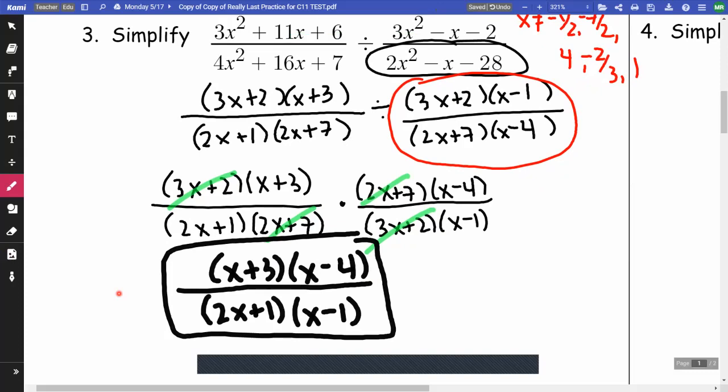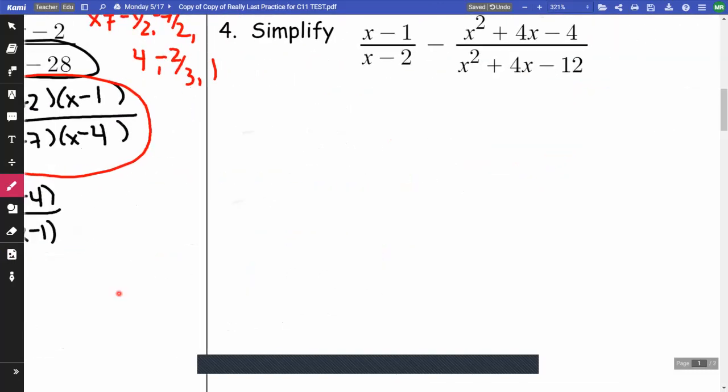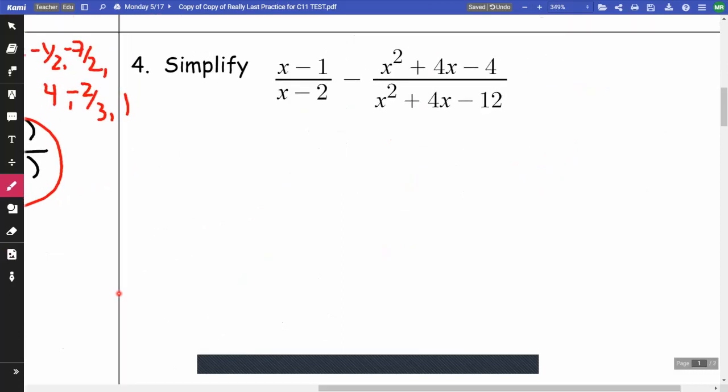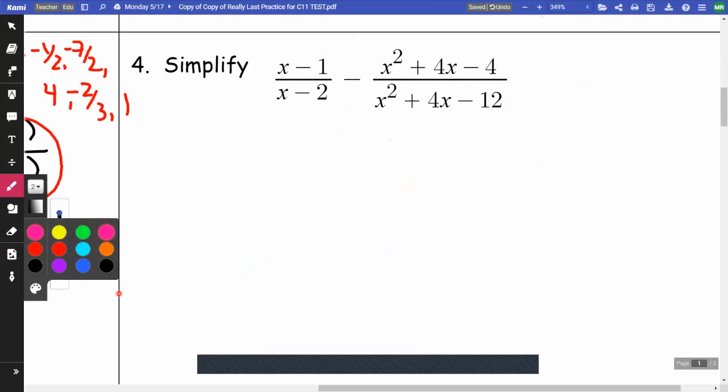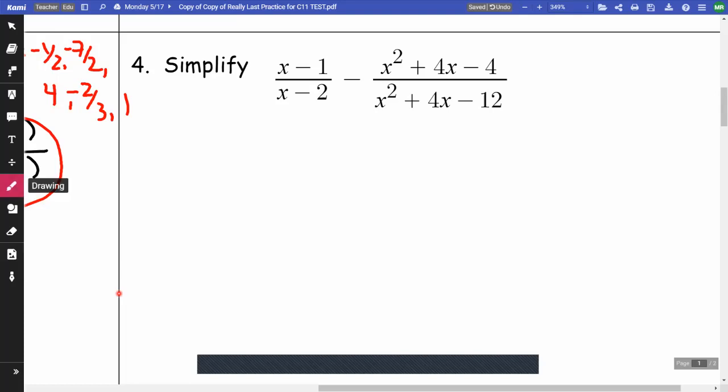So let's take a look at number 4. Okay, so this one's a minus. So what I like to do with my minuses is I do like to change this. I'm going to write it kind of in a fainter writing. So I like to make this into plus a negative and put parentheses around that.